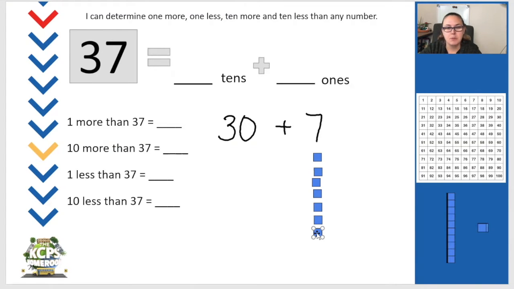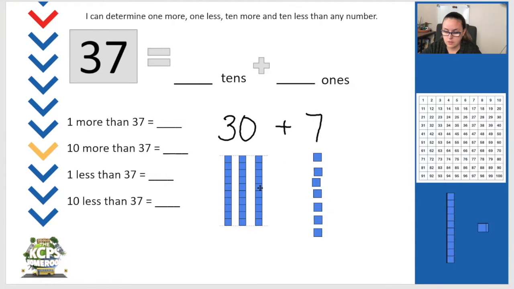Now I don't want to drag 30 individual blocks underneath the number 30. What's a different way I can model 30 using the base 10 blocks we have on hand? That's right. Remember that 1 rod equals 10. How many tens are in the number 30? Well, here's 10. Let's add another one and see if you can count by tens here until we get to 30. So here's 10, 20, and 30. Great job. So the number 37 is made up of 3 tens and 7 ones. And we've modeled it below using the base 10 blocks.